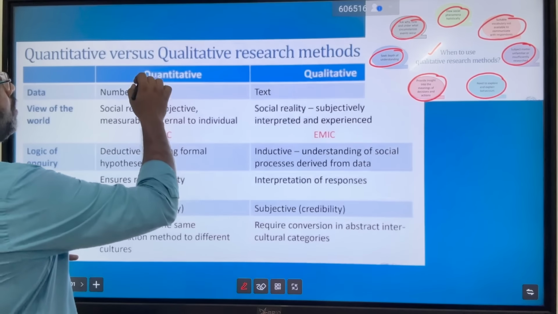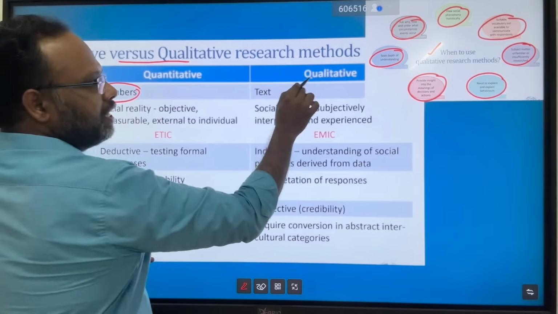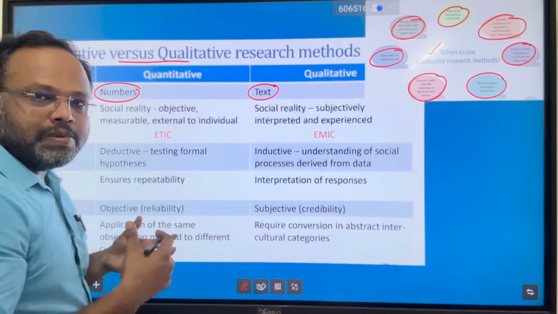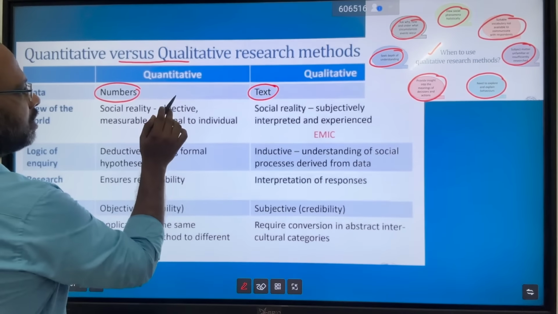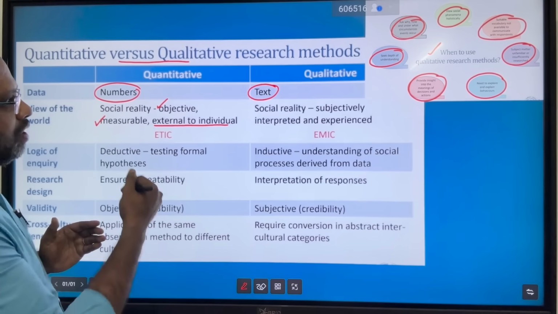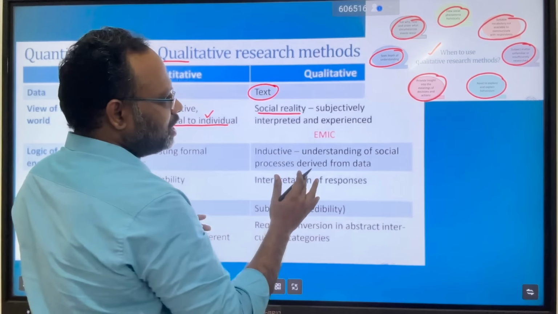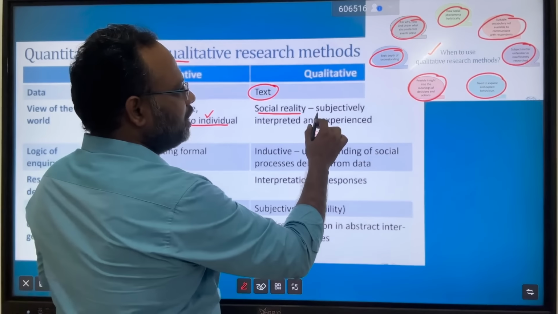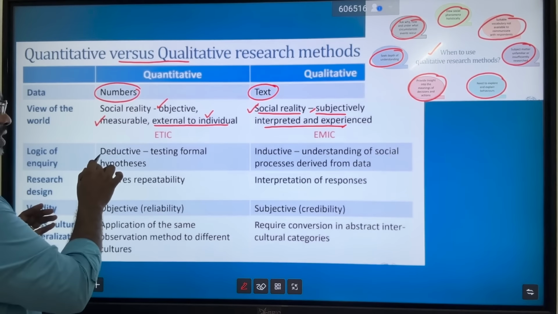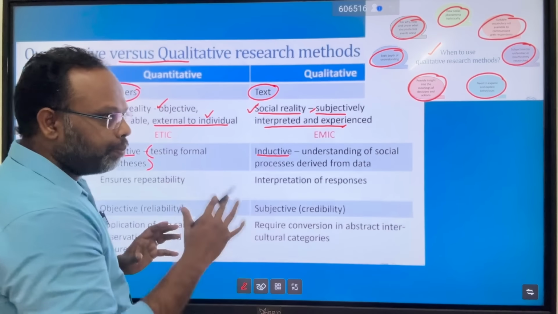And here is a comparison between qualitative research and quantitative research. In quantitative research, we deal with numbers. The data in qualitative research will be text, that is, whatever information they provide will be in text. The view of the world in quantitative research is that we start from the objective, we try to make it measurable. We design the study from the external world and we try to get the data from the individuals. In a qualitative study, it is the understanding of the social reality, subjectively interpreted and experienced by the individuals, that will be studied. And here the logic of the inquiry in quantitative research is deductive, that is, we try to test a formal hypothesis. Here it is inductive, that is, we are open to all hypotheses.